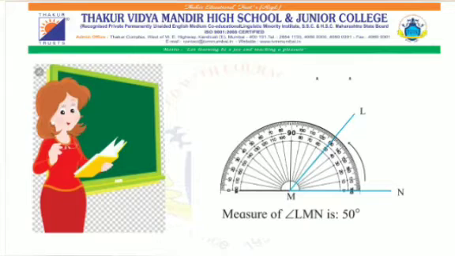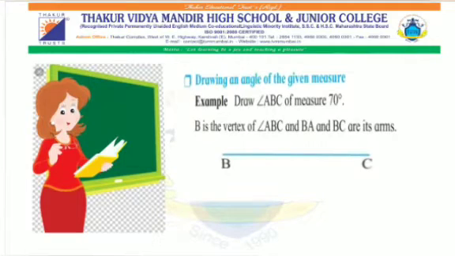Now let us learn how to draw an angle of a given measure. Here, drawing an angle of the given measure. Example, draw angle ABC of measure 70 degree. Here, B is the vertex of angle ABC and BA and BC are its arms.